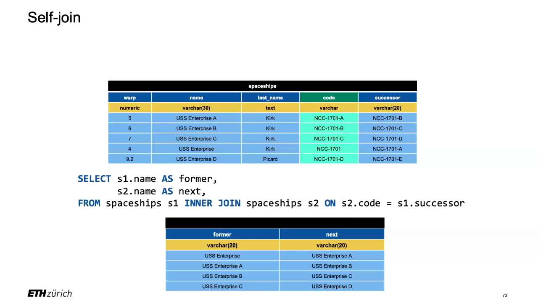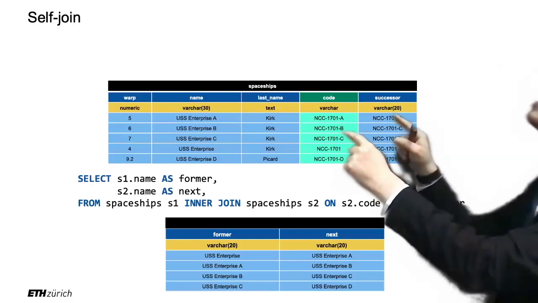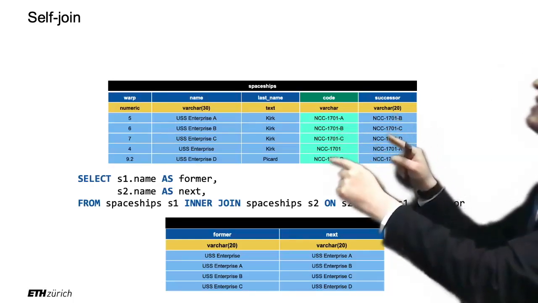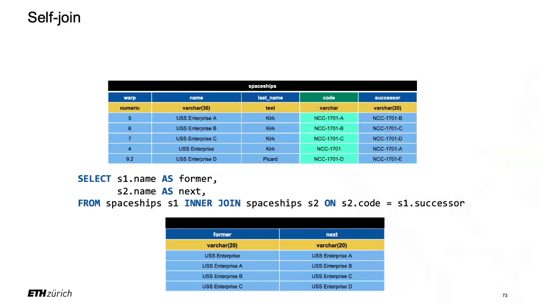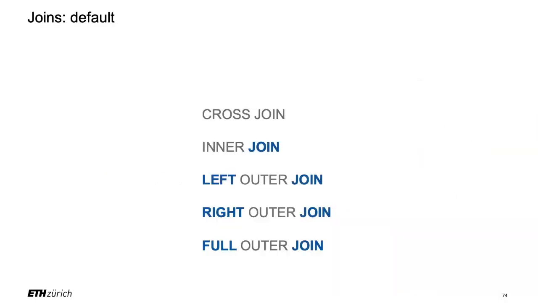So you see now it's organized because I use the names now. The successor of the Enterprise is Enterprise A. The successor of Enterprise A is Enterprise B, and so on. All right, so everything is in order. And basically, what we joined is like this, and that's it. These are the four matches. Okay.